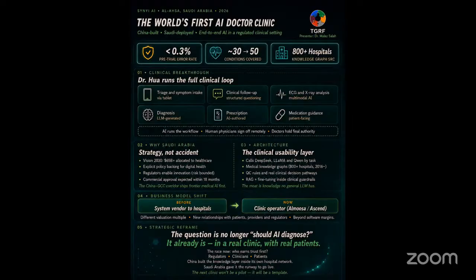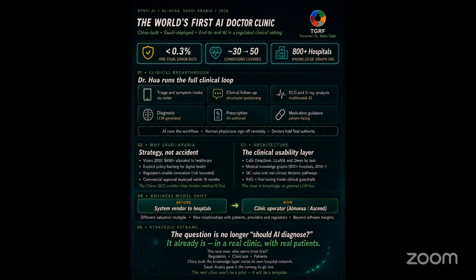Can it definitely identify the red flags? Can it know when not to continue? Can it escalate to a physician at the right time? Can it avoid overconfidence? Can it work safely with real patients, not only controlled cases?